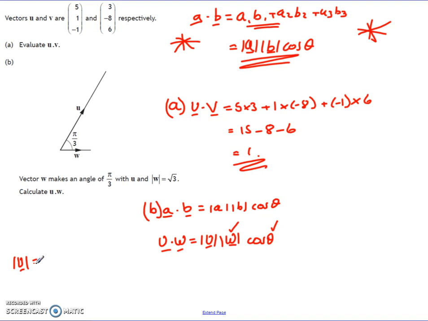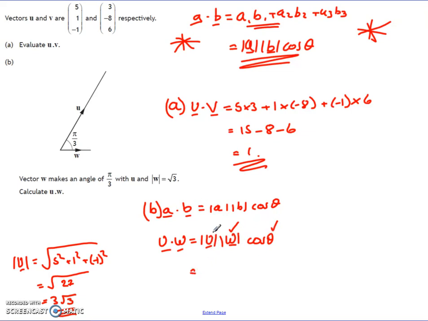The magnitude of u is given by the square root of 5 squared plus 1 squared plus negative 1 squared. So 5 squared is 25, 1 squared is 1, negative 1 squared is 1, so 25 plus 1 plus 1 is 27. So it's the square root of 27. This can be simplified to 3 root 3. 27 is 9 times 3. 9 is a square number, so it's the square root of 9 times the square root of 3, which gives me 3 root 3. This kind of simplification will help you when it comes to doing calculations later on.